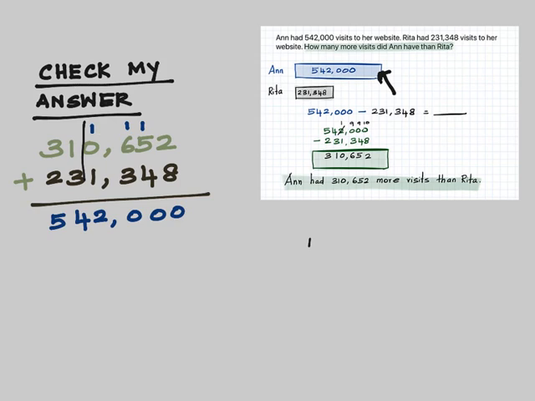Let us move on to the next column. 1 plus 1 is 2. I have written it here. Then 1 plus 3 is 4. And 3 plus 2 is 5. So the answer is 542,000. So that is the value of Anne. So from this we can say that the answer that we got here is correct.